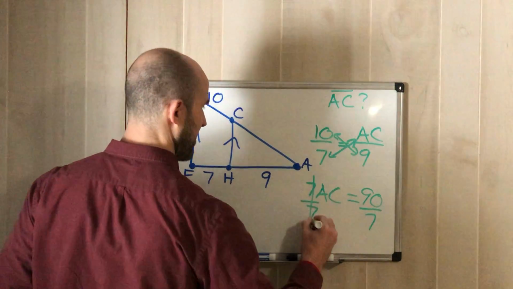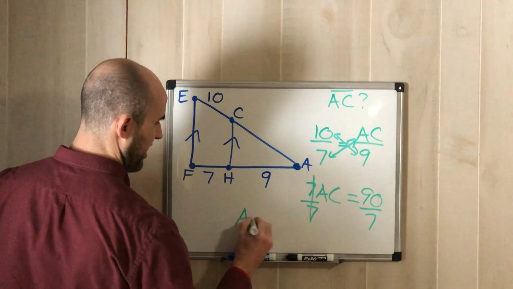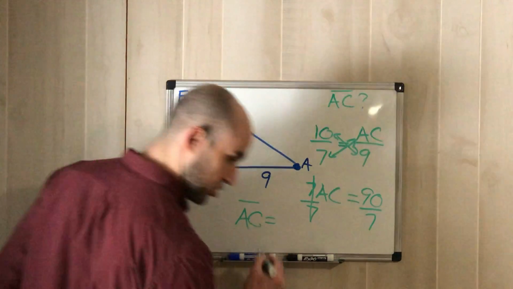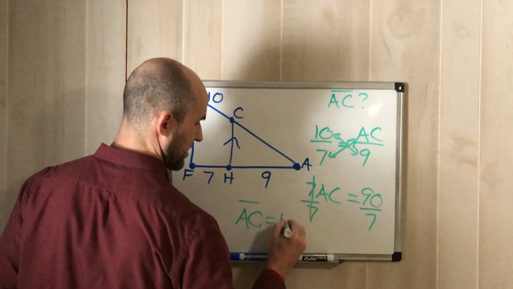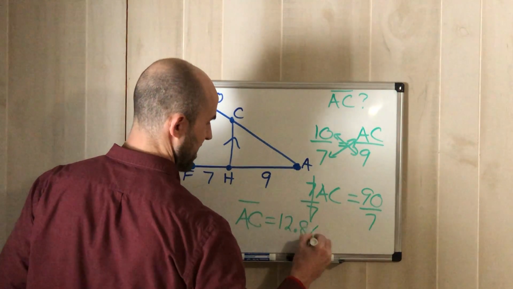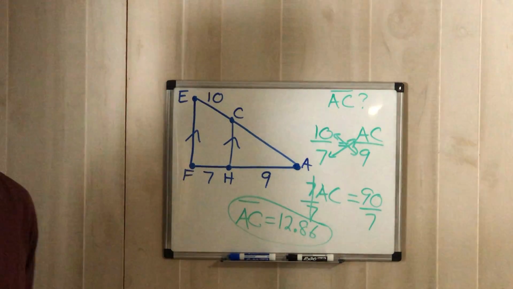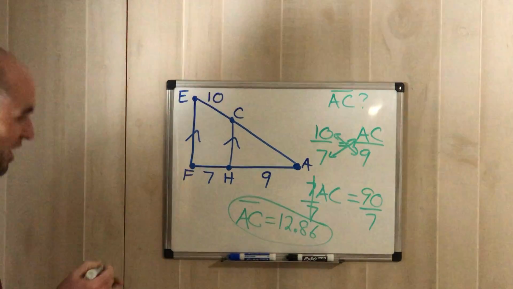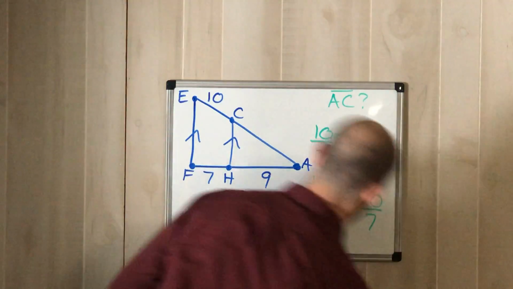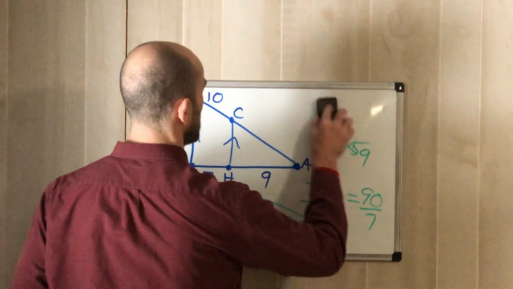Divide by 7, the 7's cancel out. And then in the end, AC would come out to 12.86. Again, it's up to you guys how you actually want to do this and how you want to set it up. All right? Feel comfortable. The solving is the easy part. Then there's one more thing I want to show you.